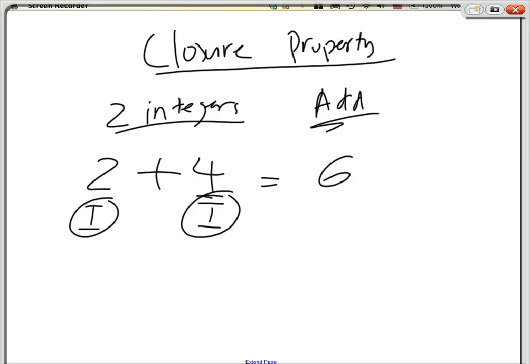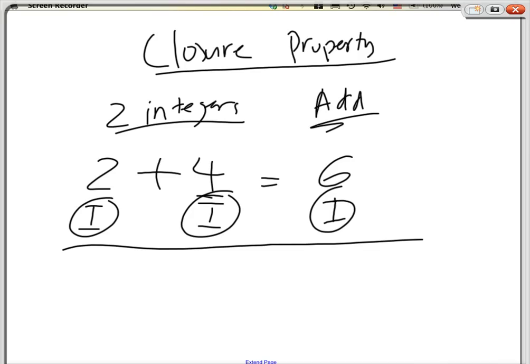What type of number is 6? It's real, rational. Well, we know it's real, but notice, is 6 still an integer? Yes. You see it? It still falls in the integer category. Notice that if I start with integers and I end with integers, this is what we call closed, because it stays the same throughout. It doesn't change.